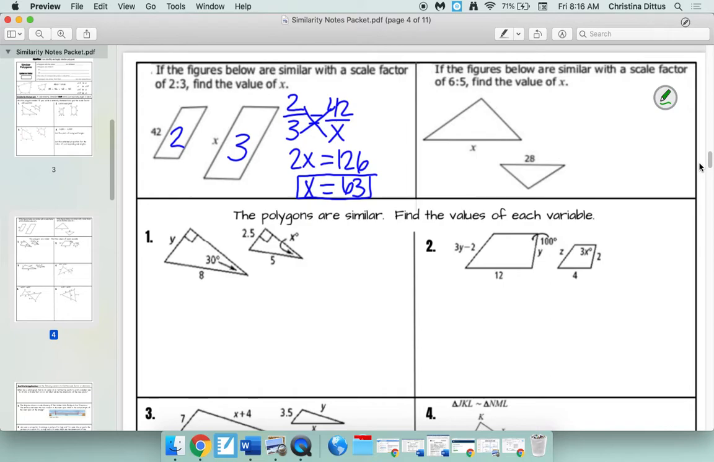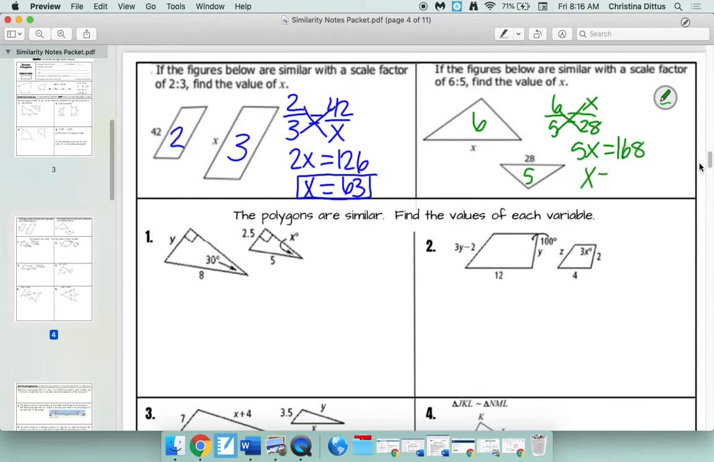Figures below are similar with a scale factor of 6 to 5. Which one's going to get 6, top or bottom? Top. Why? Because it's bigger. This one's got 5. So if I put my fraction 6 to 5, what's going to go on top of my next one? X and 28 on bottom. So 5x equals 6 times 28. Dylan, what is 6 times 28? I don't know. 160. Thanks.